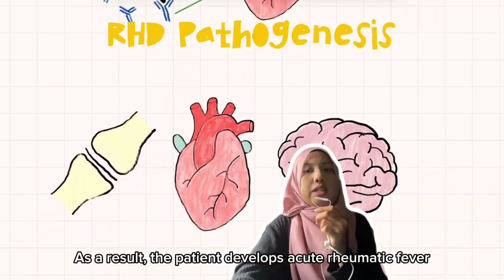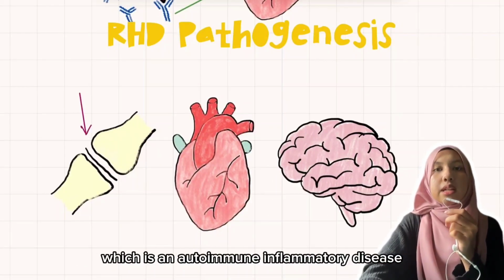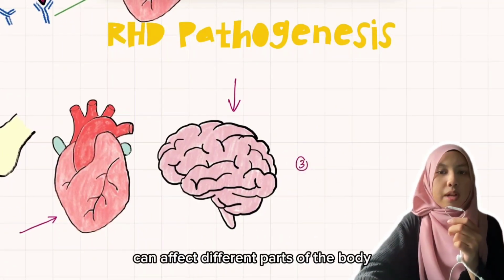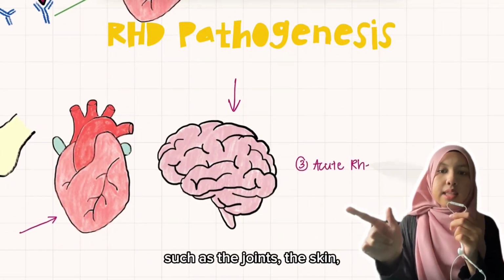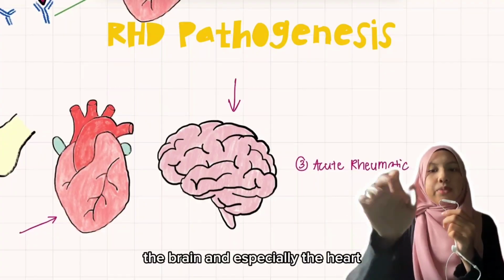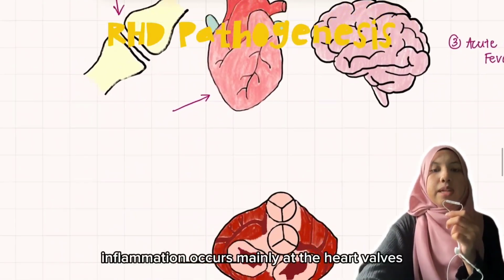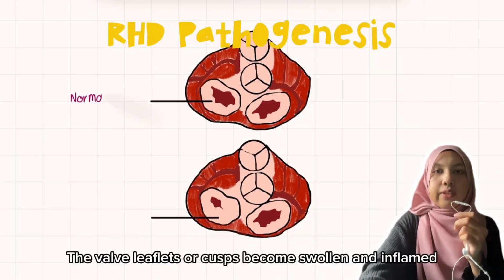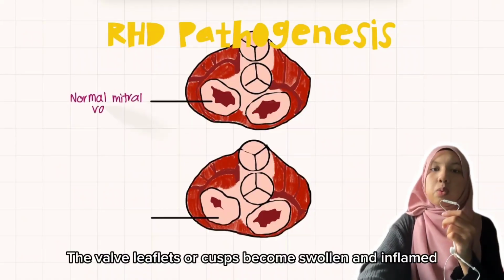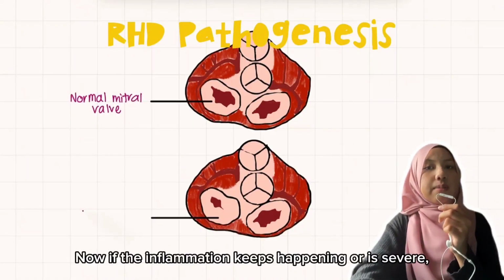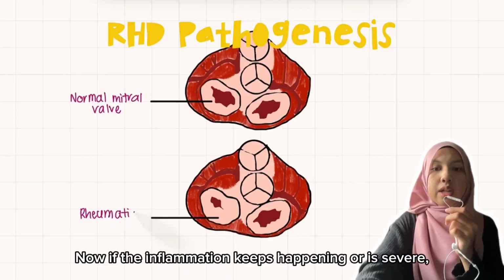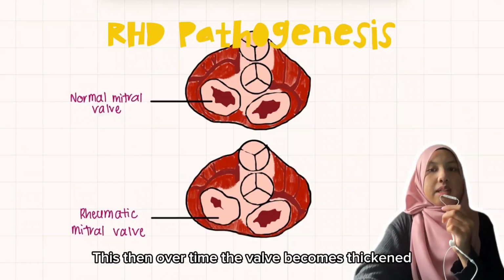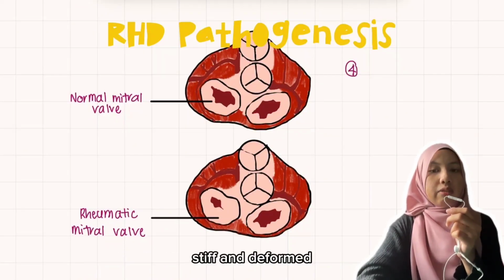As a result, the patient develops acute rheumatic fever, which is an autoimmune inflammatory disease. The inflammation can affect different parts of the body, such as the joints, the skin, the brain, and especially the heart. When the heart is affected, inflammation occurs mainly at the heart valves. This is also known as valvulitis. The valve leaflets or cusps become swollen and inflamed. Now, if the inflammation keeps happening or is severe, healing occurs with fibrosis and scarring. Over time, the valve becomes thickened, stiff, and deformed.